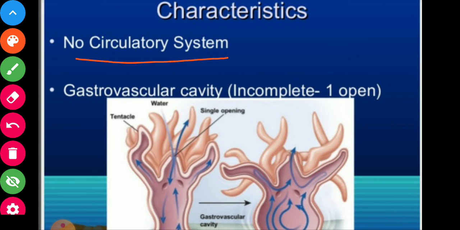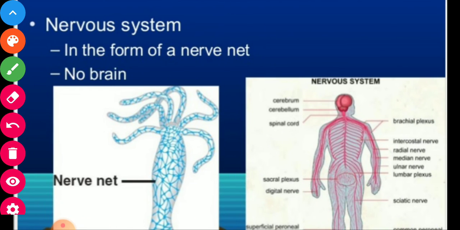They have no circulatory system. They have a gastrovascular cavity which is incomplete, meaning the opening of the body is only on one side. So this is called an incomplete cavity. Nervous system is in the form of a nerve net, and no brain is there. Brain is not found in the Cnidarians, only a nerve net. So see the structure, the nerve net is there.